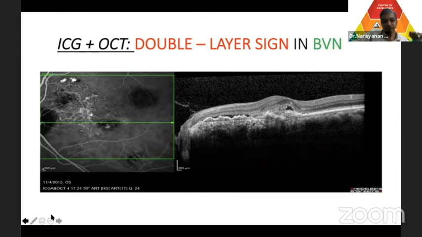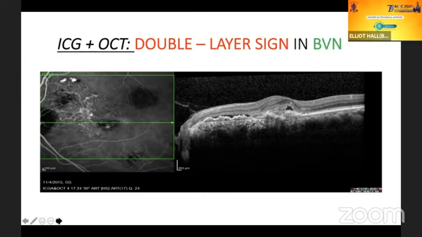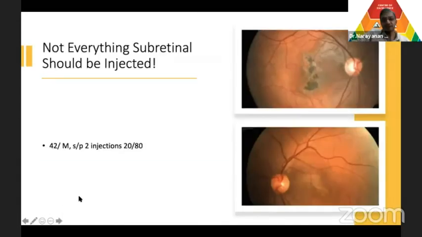PDT unfortunately is no longer available, but TTT, or if there are foveal polyps, then you can give thermal laser in these cases. Not everything that is subretinal, which is hyperreflective, should be injected. This is a patient who presented after receiving 2 injections in the left eye. He had some subretinal yellowish lesion.